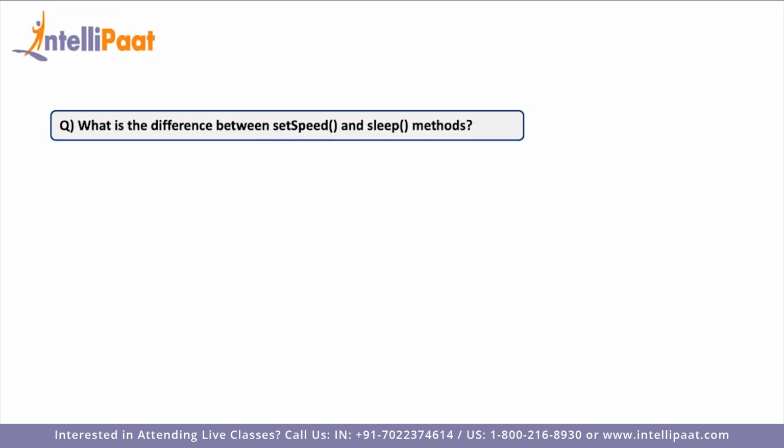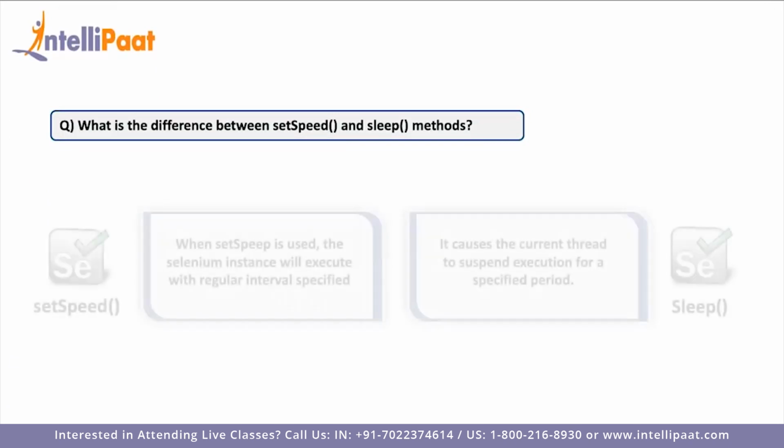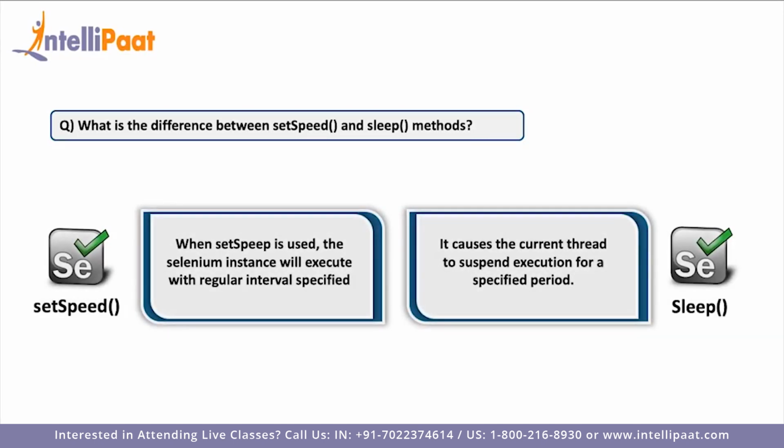All right. So our next question is, what is the difference between set speed and sleep methods? Set speed is basically used for executing tasks at a particular interval that we specify. For example, say I want to echo hello world at intervals of 5 seconds. In that case, I can specify it using set speed.